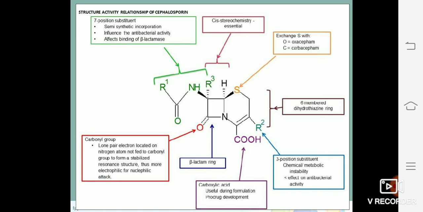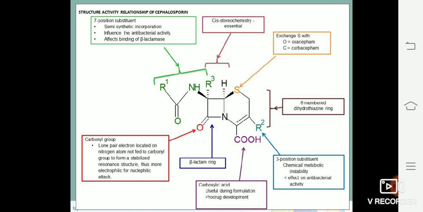The 6-membered dihydrothiazine ring is necessary for the activity of the antibiotic. The third position substituent affects chemical and metabolic instability and the antibacterial activity. R1, R2 and R3 can be changed with other substituents. Carboxylic acid is useful during formulation and product development. The beta lactam ring is very necessary for the activity of the cephalosporin antibiotic.